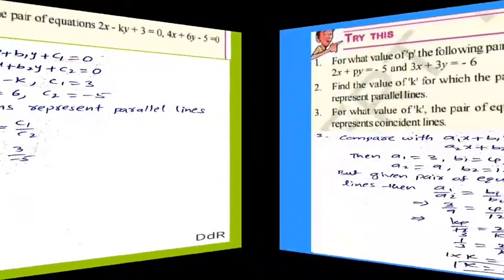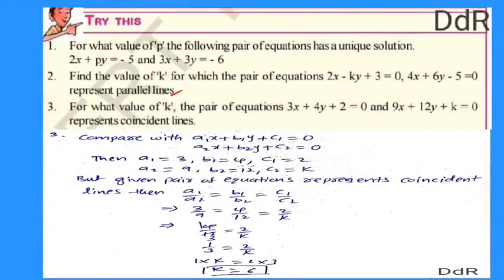Next, coming to the third question: for what value of k does the pair of equations represent coincident lines? Observe the two linear equations; they are in the standard form. So directly compare with the standard form of a pair of linear equations and write the coefficients a1, a2, b1, b2, c1, c2.